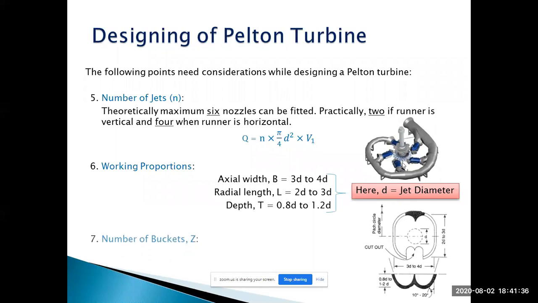Let's move further. Last but most important, how many blades, which are popularly called buckets in case of a Pelton turbine, will we have? There are two very popular empirical formulas available. First is Z equals m by 2 plus 15, where m is again the jet ratio, which normally we take as 12, and also one more, 5.4 into under root n. So you can use any one of these two.